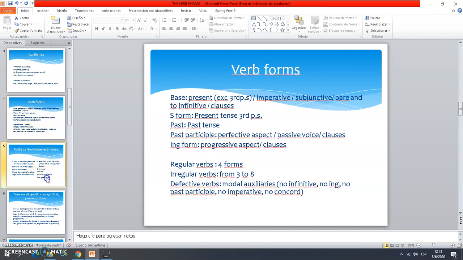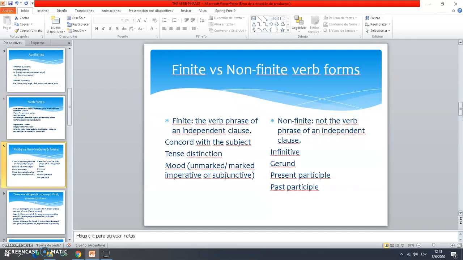Let's move on. As I said before, Jorge this week has been working on finite and non-finite subordinate clauses. What does this mean? Well, this means finite verb forms are tensed verb forms or conjugated verb forms. And if there is an independent clause, the verb phrase must be finite, conjugated, okay? They must be in concord with the subject. In the case of non-finites, this verb phrase cannot be the verb phrase of an independent clause.